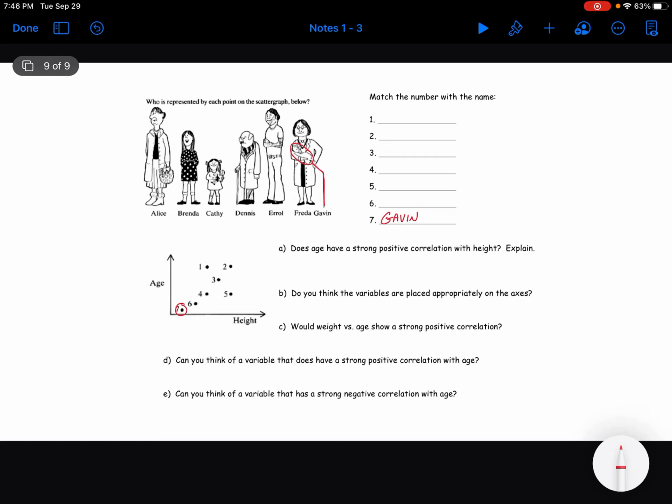The next one is the next shortest person, and it's the next youngest person. So that's probably Kathy. It's got to be, because Kathy's the next shortest. So we've got Kathy. Now we're going to assume, based on the picture, that we can tell that Brenda is younger than Earl or Dennis. So Dennis is older and Brenda is younger. So O and Y.